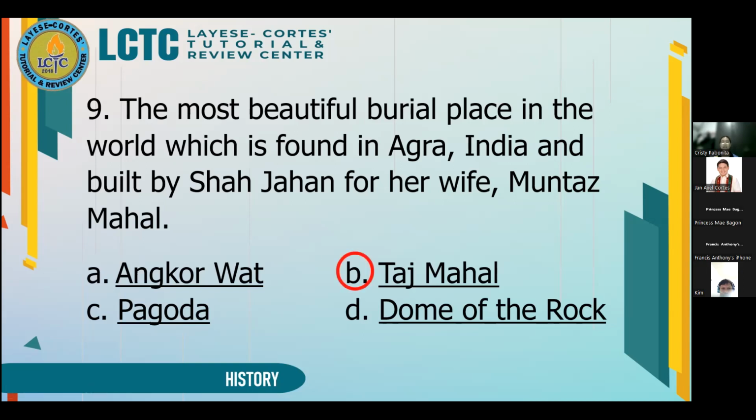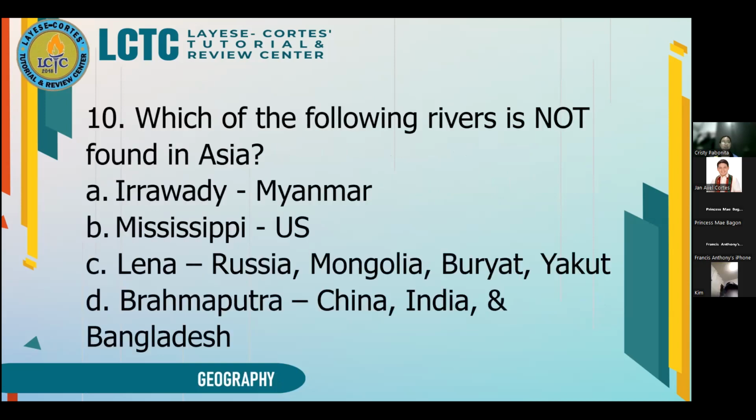All right. Next is geography. So which of the following rivers is not found in Asia? Nasa diha. B, ma'am. Ha? Letter B, Mississippi. Yes. So, walay laing answer.